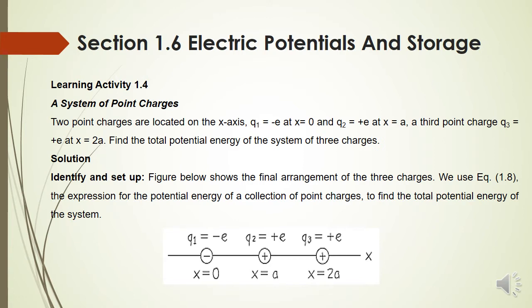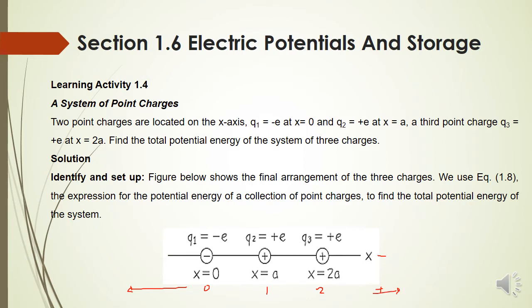Learning activity 1.4 entitled A System of Point Charges. Two point charges are located on the x-axis. Q1 equals negative e at x equals 0. So if we have an x-axis, there's a 0, and there's a 1, and there's a 2. And this is a positive scale, and going to the left is the negative scale, but we don't have any negative distance, so let's just consider the positive distance.